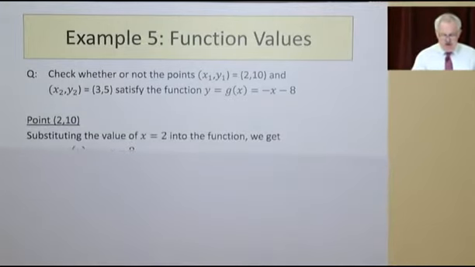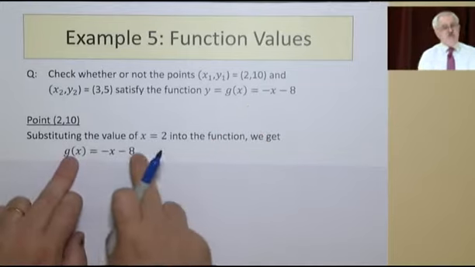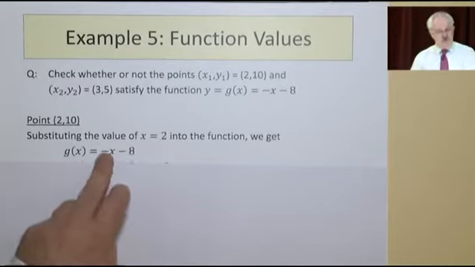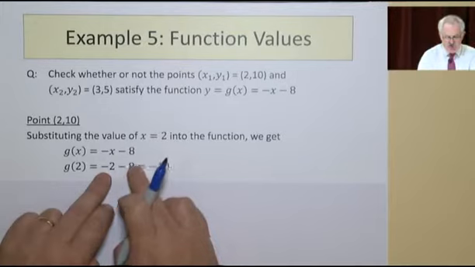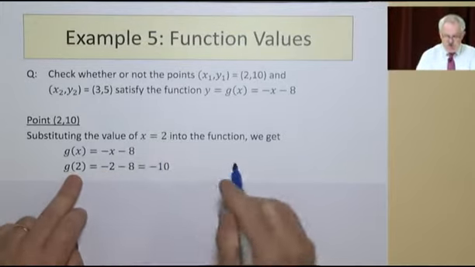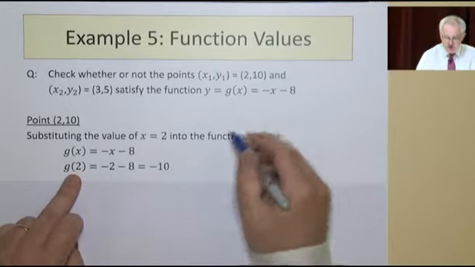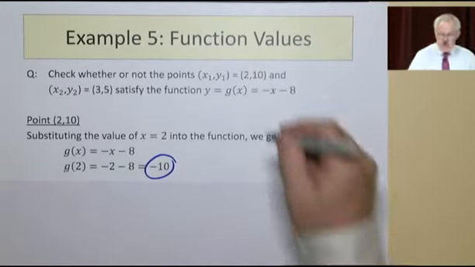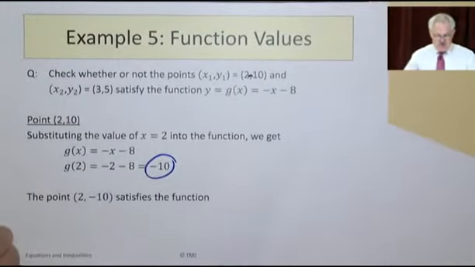So here we're saying x is 2. The function is g(x). So g(x) is minus x minus 8. Everywhere we see an x, we're going to put in a 2. So instead of the x, we're going to have the 2. So minus 2 minus 8 turns out to be minus 10. So it looks like when x is 2, we get (2, minus 10). So (2, 10) does not satisfy the function. Okay, so we'll make that (2, minus 10). That would satisfy the function.